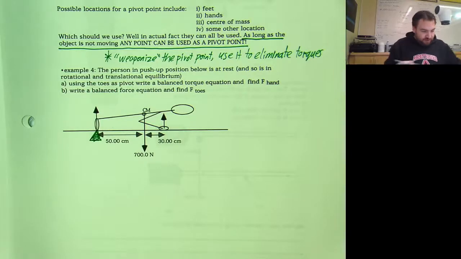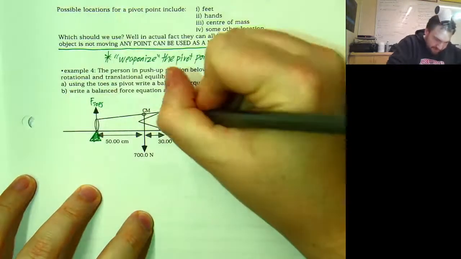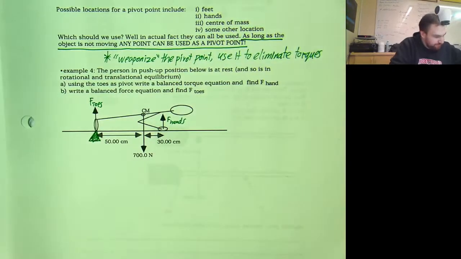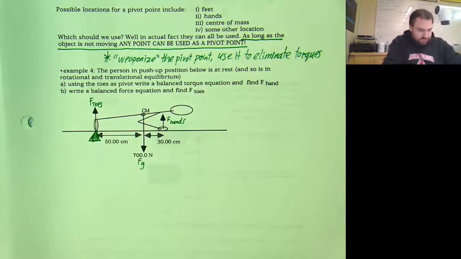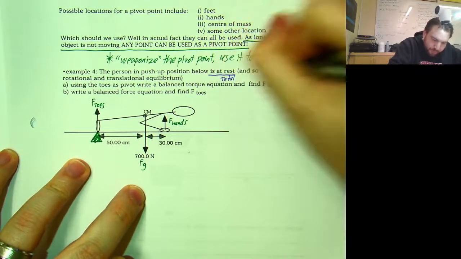So there's our pivot. We've got our forces here. This is F toes. This is going to be F hands. This is FG. And we are told this person is at rest. So there is total equilibrium.